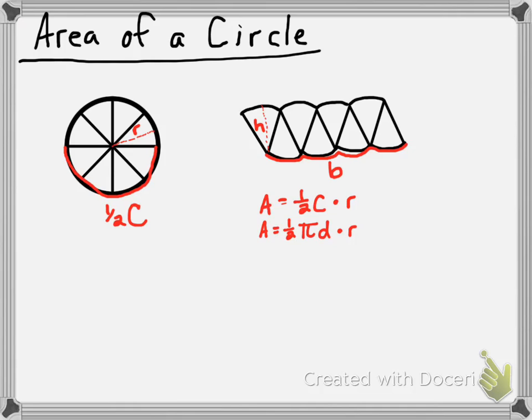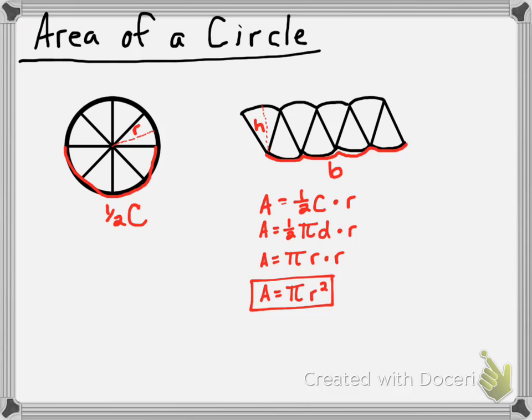Okay, so now I'm going to keep going a little bit more, because half of the diameter, what would half of the diameter be? Well, half of the diameter is just radius. So see, half of pi times diameter is just pi times radius, and then I still have times radius. Well, I can simplify that. The area is pi times radius squared. And that's the formula for area of a circle. Area of a circle equals pi times radius squared.